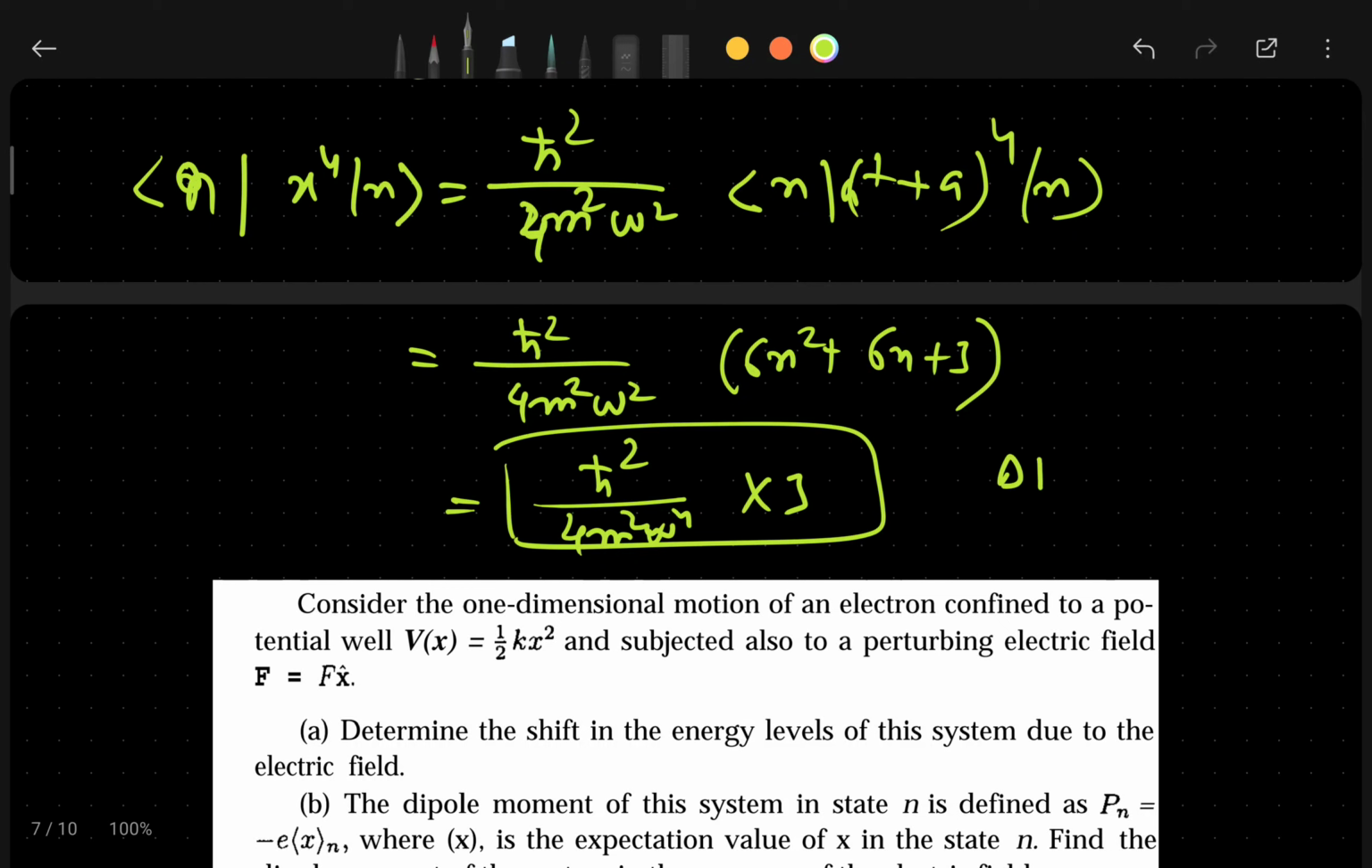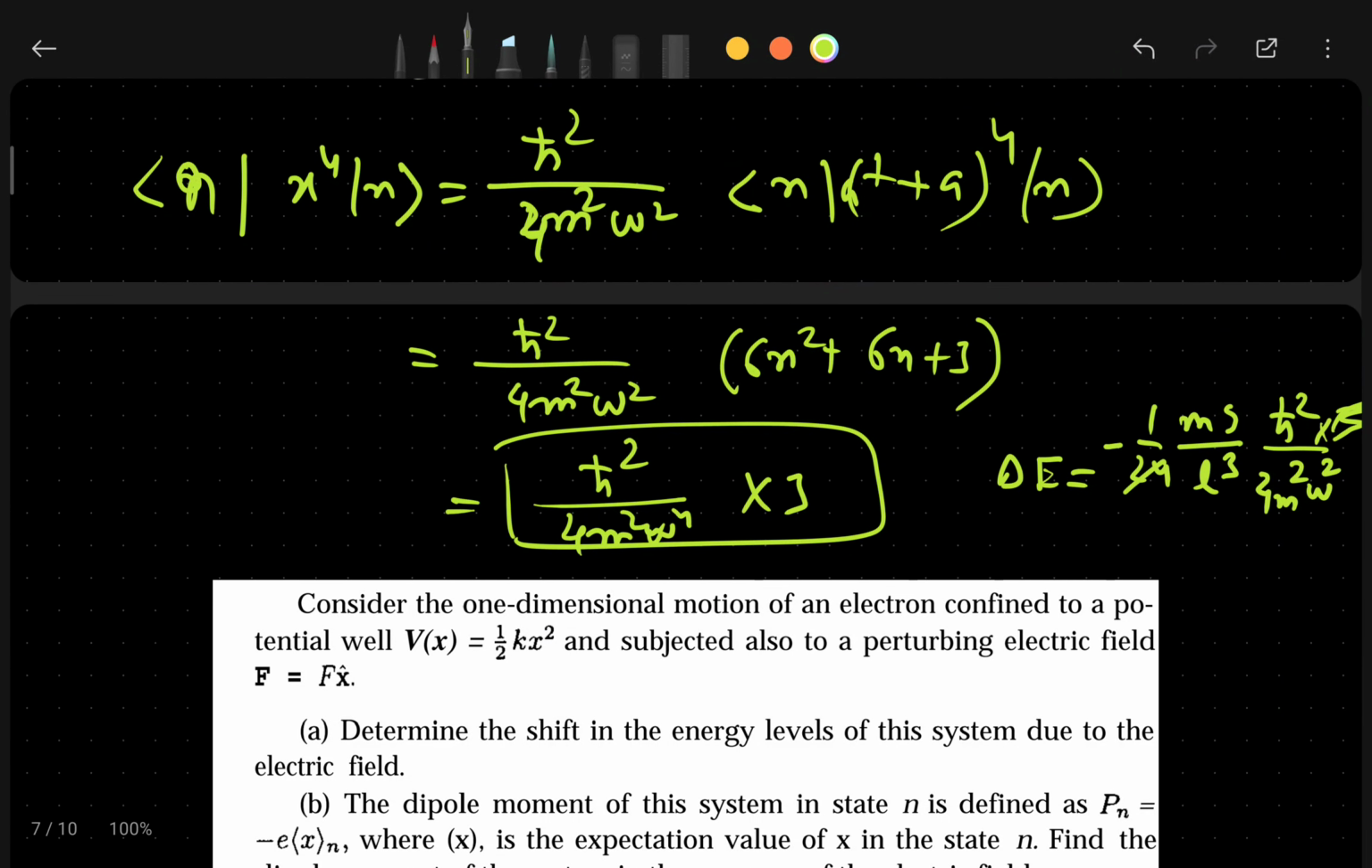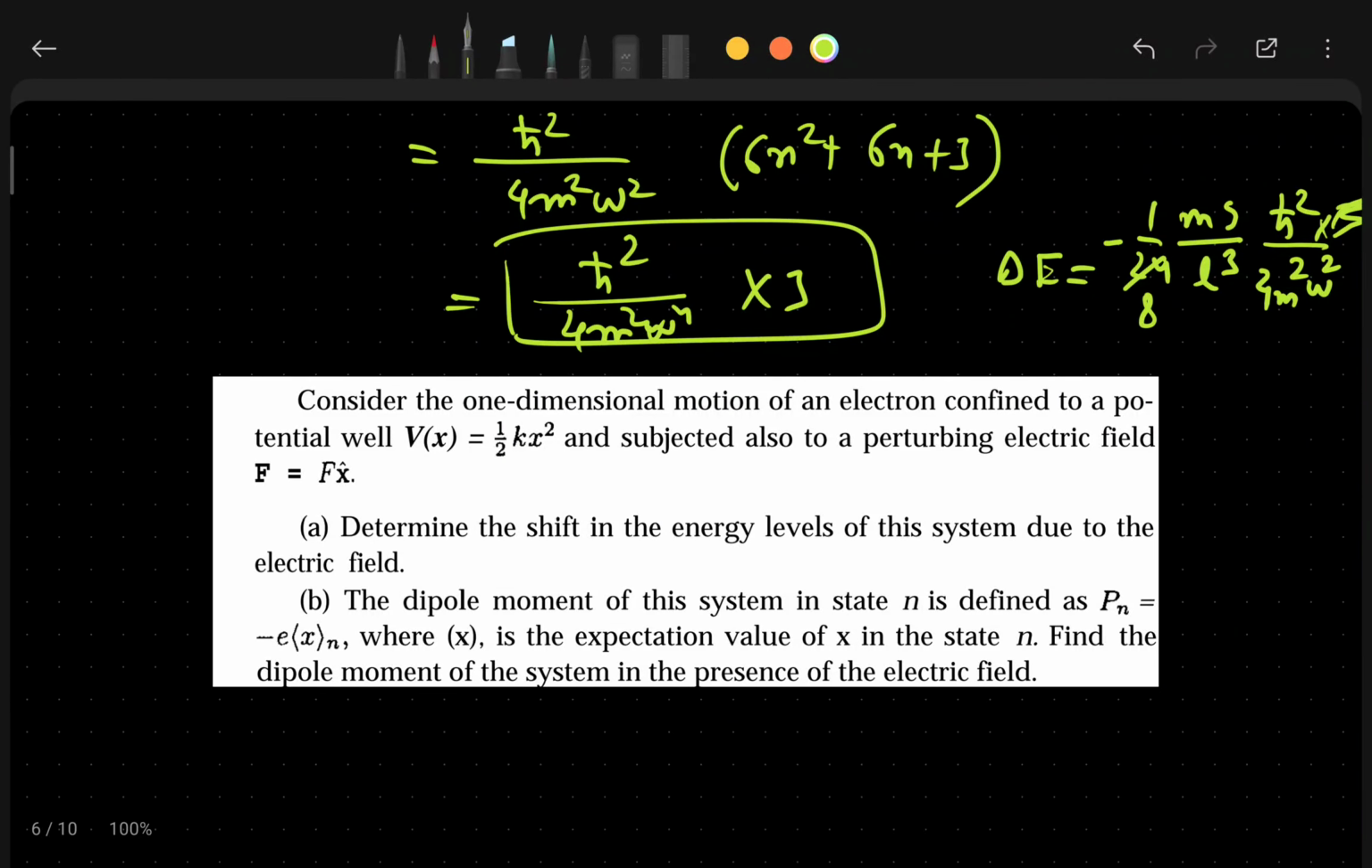So, delta E equal to minus 1 by 24 mg divided by l cubed times h bar squared divided by 4 m squared omega squared into 3. So 3 times 8 is 24, 4 times 8 is 32. So that can be written as minus h bar squared divided by 32 m l squared. This is the answer.